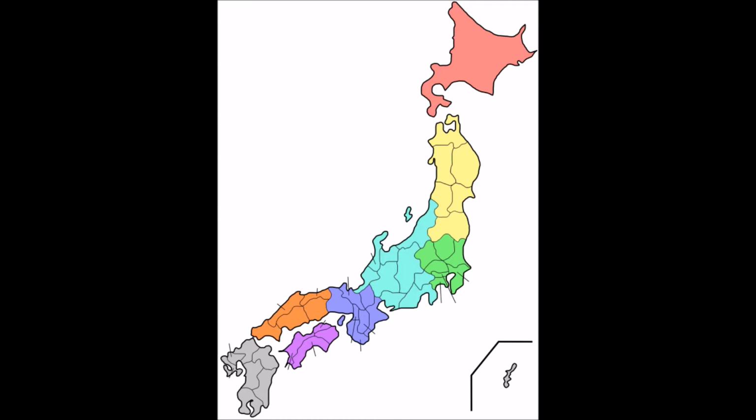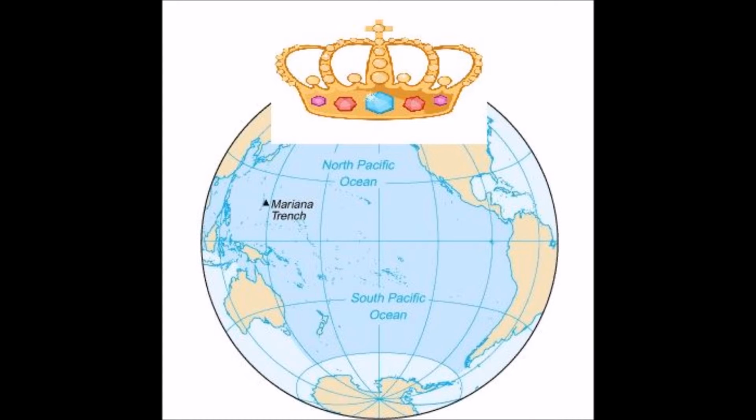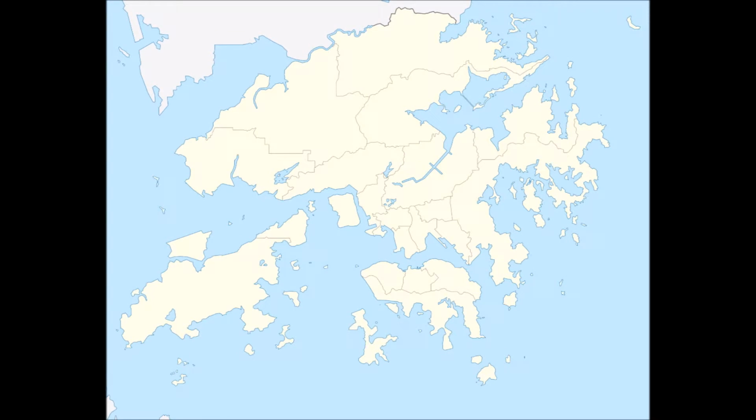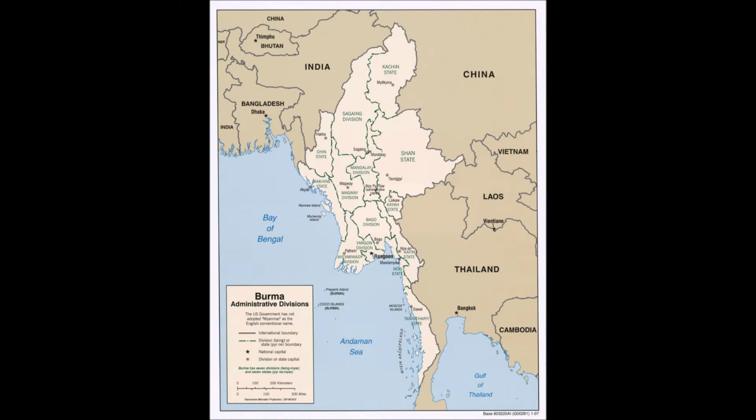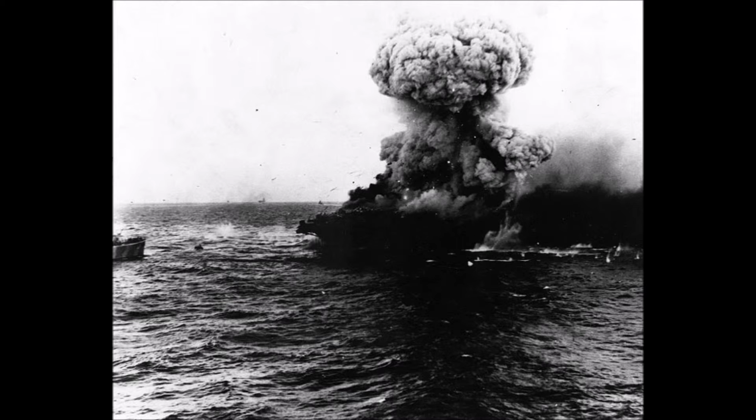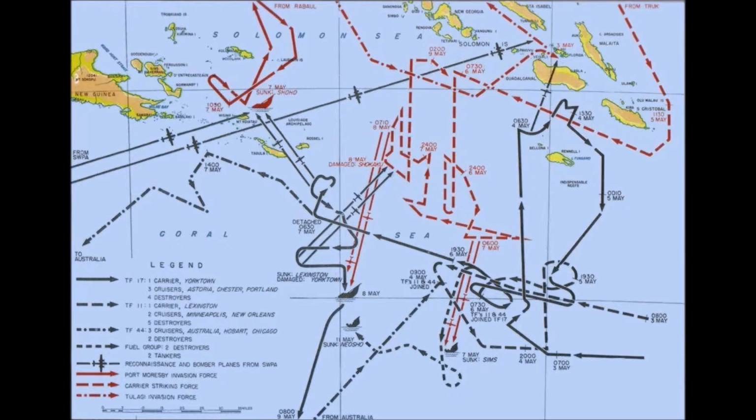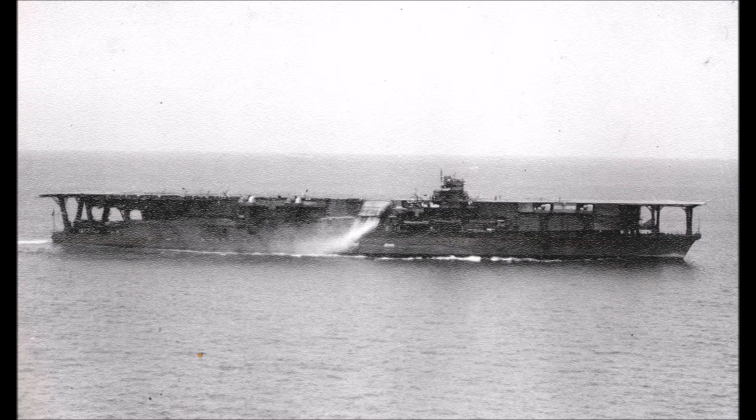In the Pacific theater, Japan ruled the Pacific Ocean. They conquered Singapore, Hong Kong, Burma, and many other islands. There was a battle called the Battle of Coral Sea, which was basically the naval aircraft carrier battle. The U.S. loses more aircraft than Japan.